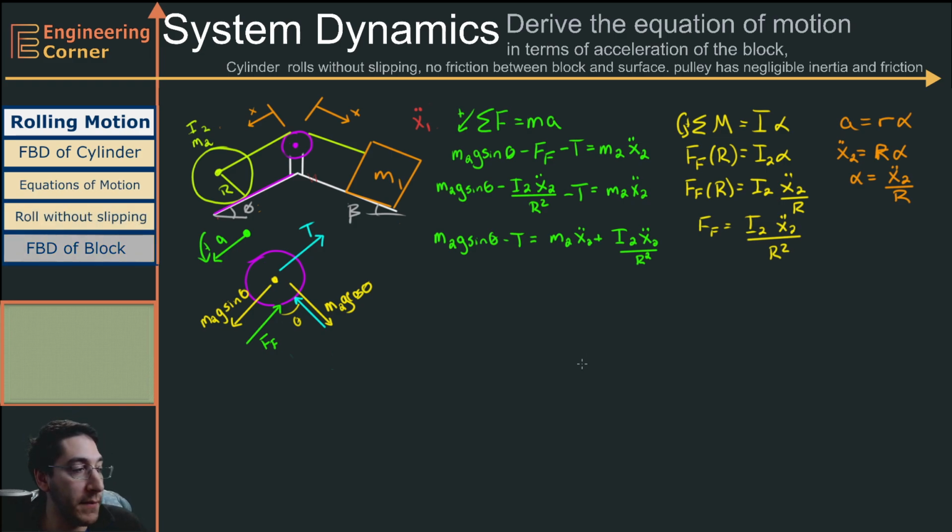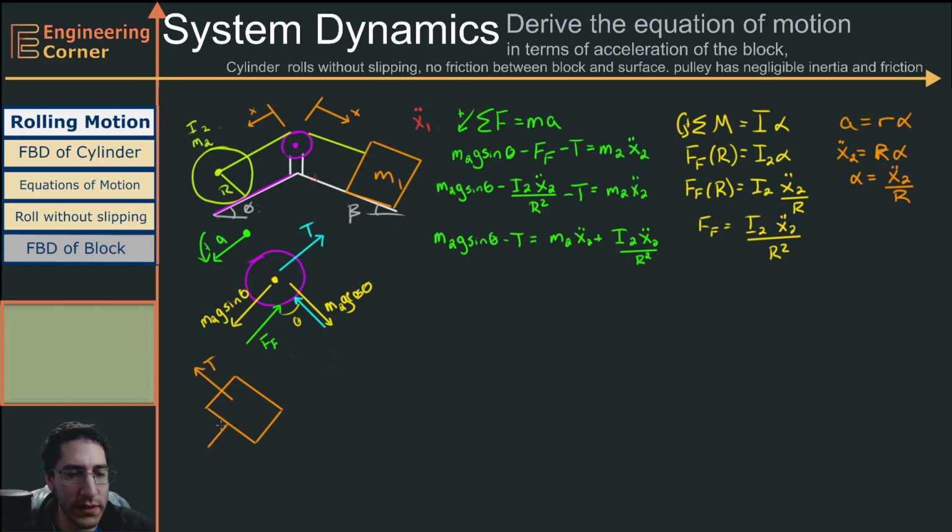Now I need to draw a free body diagram of the block. So with the block, it's a lot of the same forces as the cylinder. I have a tension force that goes this way. And this is why that pulley is massless is so important, because this tension force is going to be the same. So now I'm going to be able to relate this tension force and that tension force and get one expression.